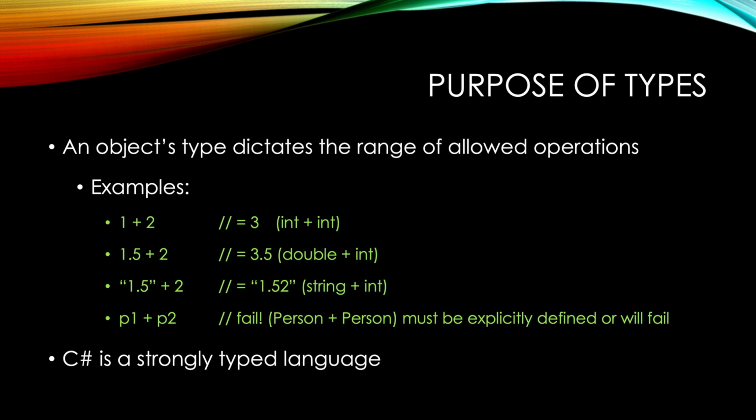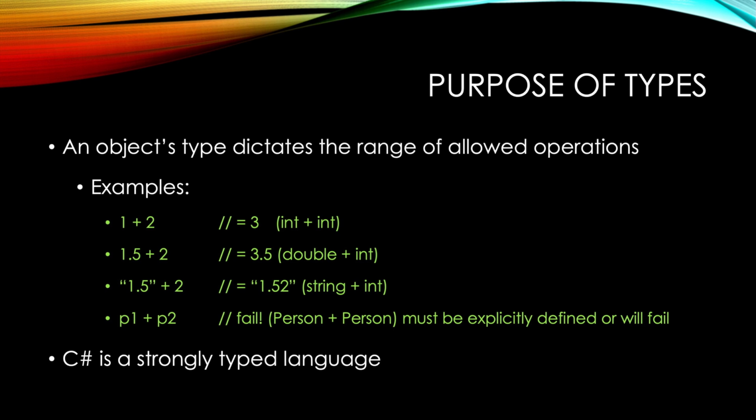The third one's a little tricky. It's a string "1.5" plus 2, which results in the string "1.52". What happens is the string version of the operator, which is concatenation, is going to take that int, use the string representation of it, join it to the "1.5" string, create a new string, and return that string as "1.52".